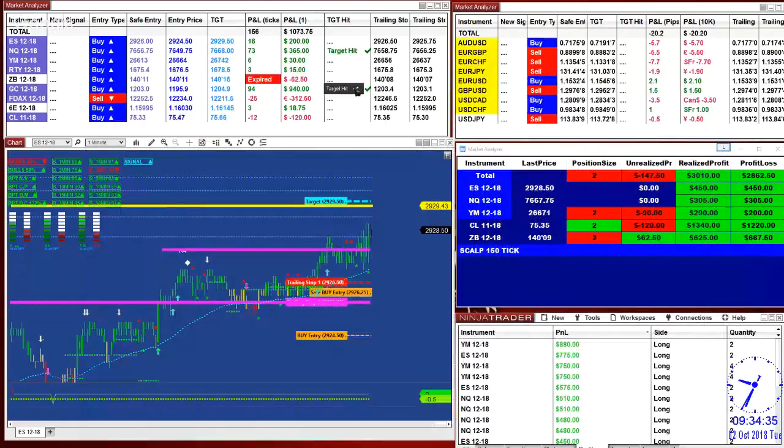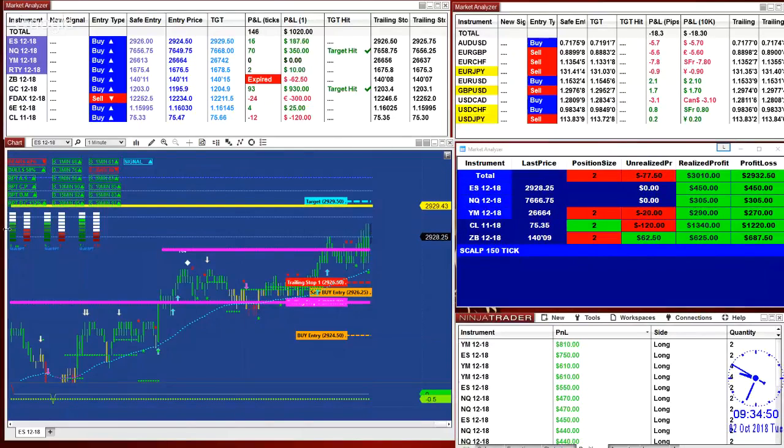Normally, we start every day around 10 o'clock. Now it is 9:34, and we are starting a little bit early today, in case we get new contracts, a new signal.